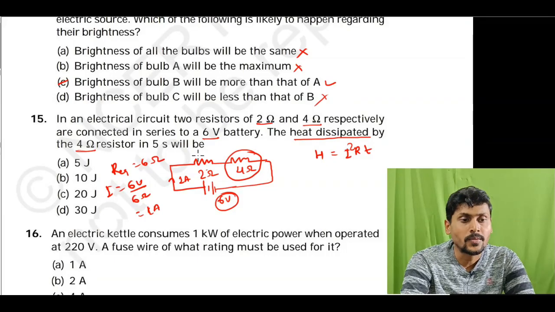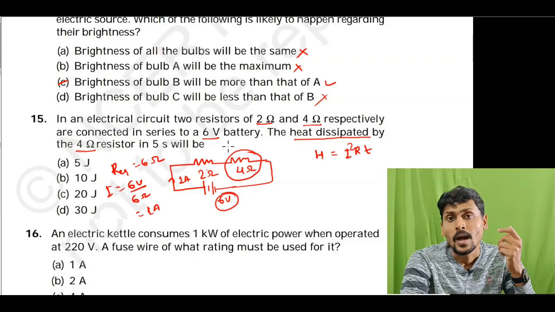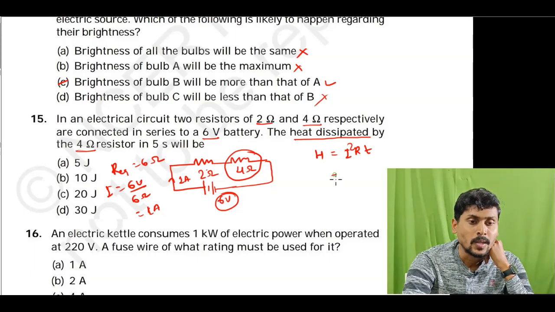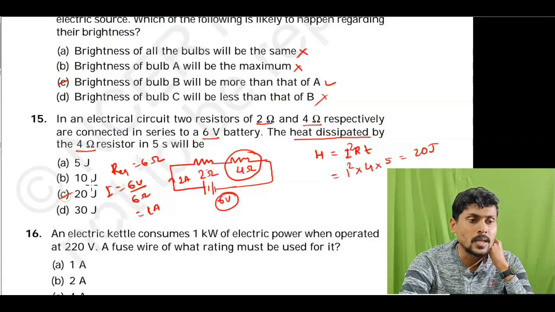for a time of 5 seconds, how much heat energy will be produced? Look at the formula I square RT. So I is 1 ampere, so write 1 square into R. R is 4 ohm into T. T is 5 seconds, so it will be 20 joule. So option C is the correct one.